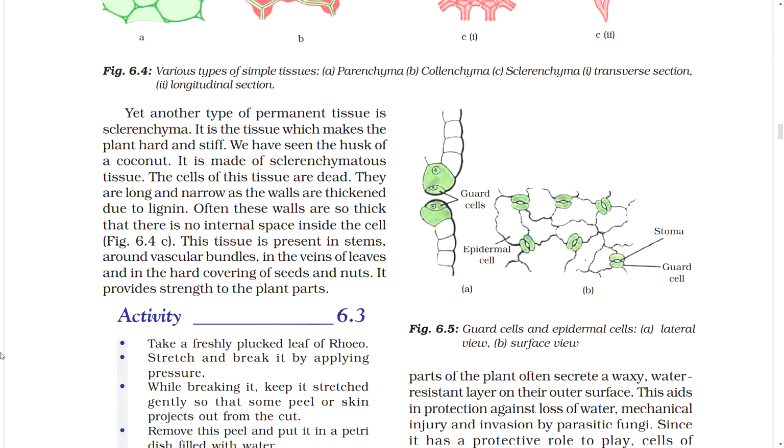Yet another type of permanent tissue is sclerenchyma. It is the tissue which makes the plant hard and stiff. We have seen the husk of a coconut. It is made of sclerenchymatous tissue. The cells of this tissue are dead. They are long and narrow as the walls are thickened due to lignin. Often these walls are so thick that there is no internal space inside the cell, figure C. This tissue is present in stems, around vascular bundles, in the veins of leaves, and in the hard covering of seeds and nuts. It provides strength to the plant parts.